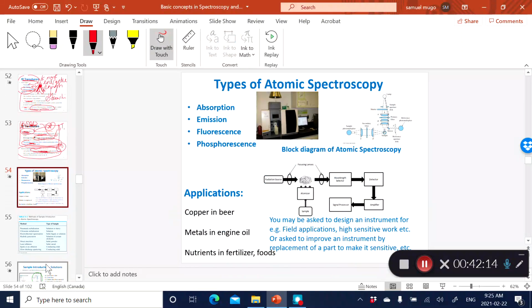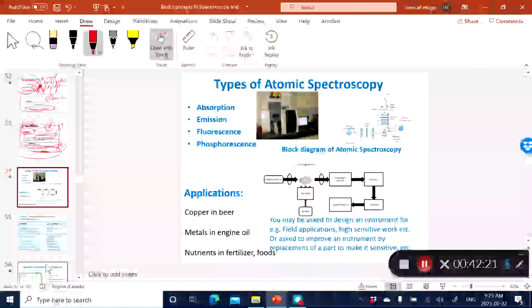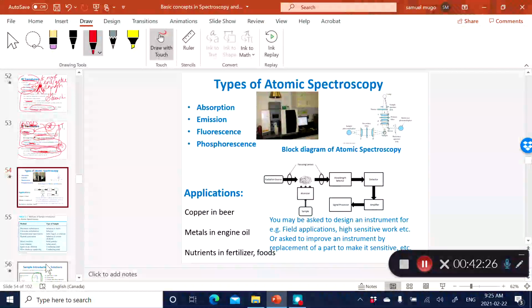So in the next lecture, we're gonna talk very quickly about the different types of atomic spectroscopies, very quickly the components specifically of AAS, the components of AES, and so on, and that way we're gonna complete this chapter.